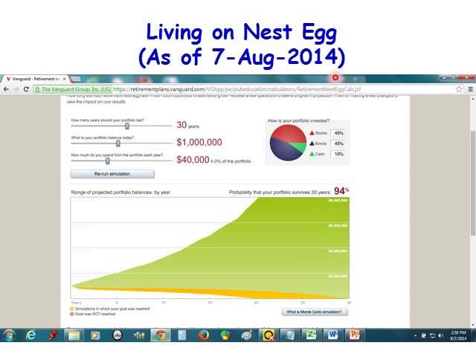Okay, let's continue. This is for a portfolio of passive funds. If you can manage to get a slightly better return from an actively managed portfolio, you improve your chances of not running out of money even further. Let's continue.